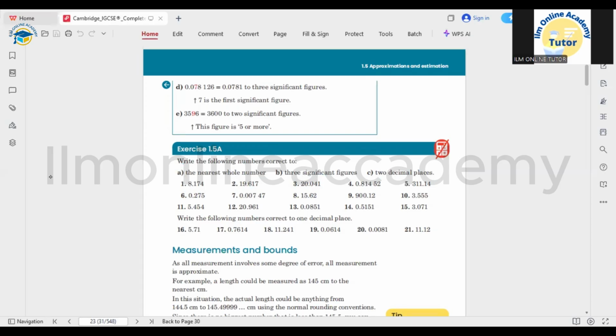So the first part of exercise 5.1a is 1 point, no, sorry, this is basically 8.174.